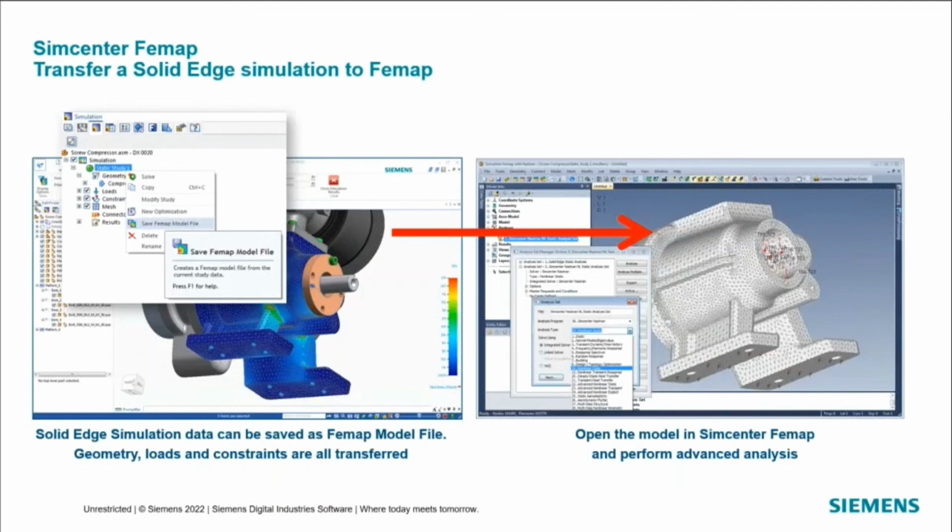Another way in which data can be transferred from Solid Edge to FEMAP is to save it as a FEMAP model file. All the geometry, loads, and constraints are transferred. You can then open the model in FEMAP to perform advanced analysis. We will not delve too much into details of FEMAP as this topic commands a separate session. Let's end this session with a FEMAP case study.